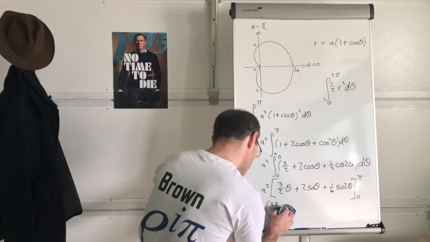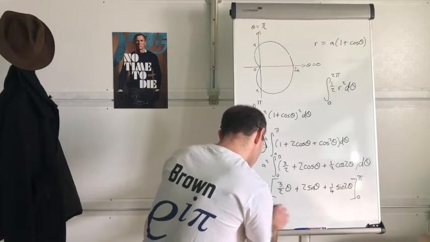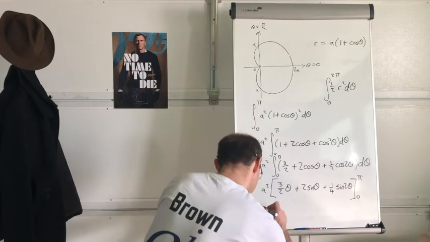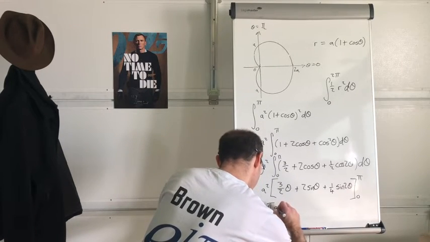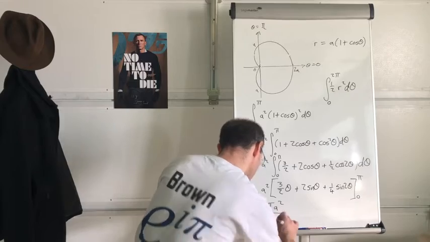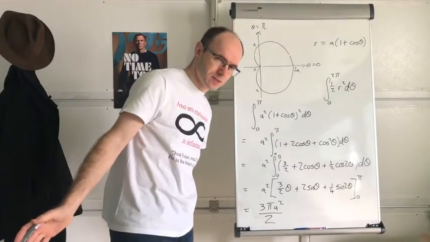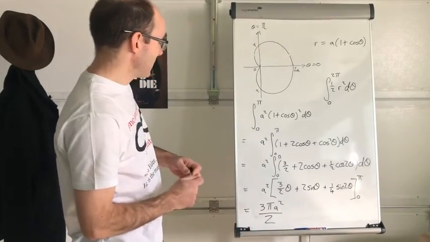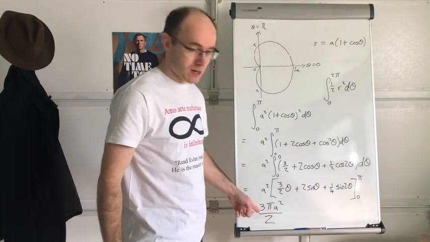So 3 pi over 2, a squared. Okay, so 3 pi a squared over 2 is our answer, which is kind of nice. Okay. Yeah, so that's that. It's kind of nice to know as well.